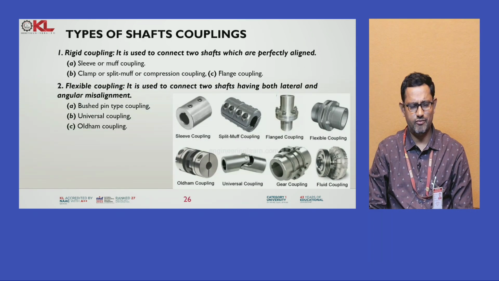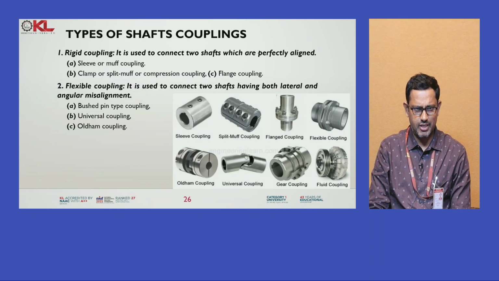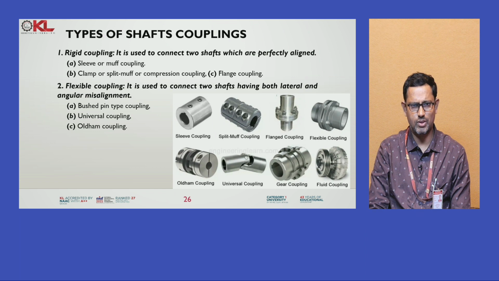So that is with respect to keys. Now coming to the couplings. So what is the function of the couplings? Couplings are majorly used to connect two shafts. Again, coming to the classification of the couplings, majorly two types we are going to discuss. First one is the rigid coupling, another one is the flexible coupling.